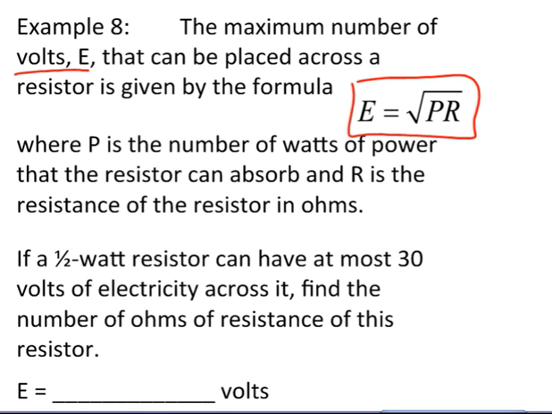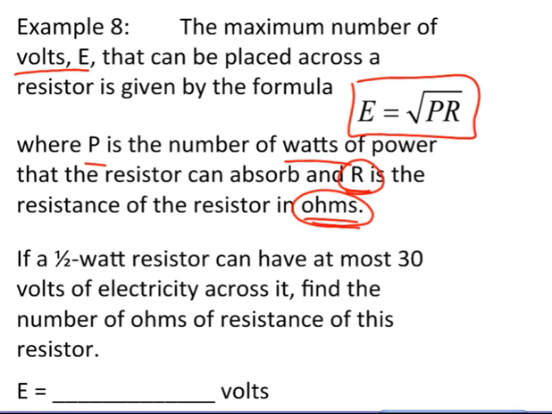The maximum number of volts E that can be placed across a resistor is given by the formula, where P is the number of watts of power that the resistor can absorb, and R is the resistance of the resistor in ohms. So R is in ohms, P is in watts, and E is in volts. If a half-watt resistor can have at most 20 volts of electricity across it, find the number of ohms. So what we're trying to find is ohms, and ohms is the R.